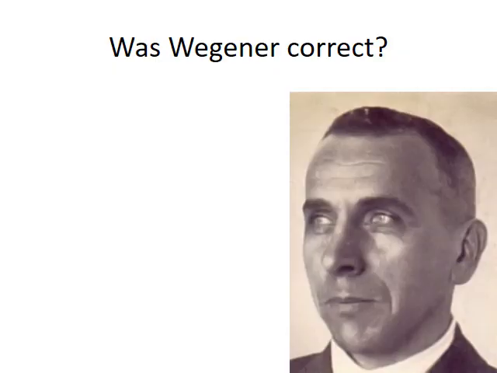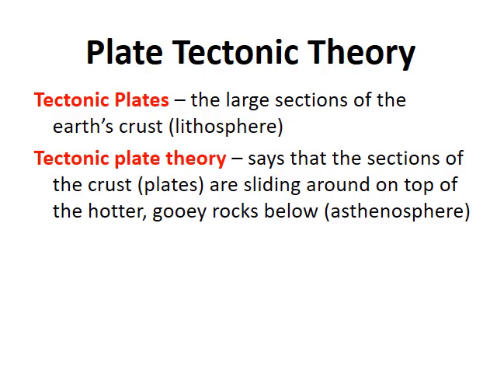So, was Wegener correct? Did he have the right idea? The answer is yes and no. He really proposed the idea of continental drift, but continents aren't actually sliding around. The more correct idea is plate tectonic theory. And this is what Wegener's ideas were morphed into once we had a better understanding of what was going on under the ground. A tectonic plate is a large section of the Earth's crust, not just a continent. And tectonic plate theory is the idea that these plates are constantly sliding around on top of something that is hotter and gooier underneath it.